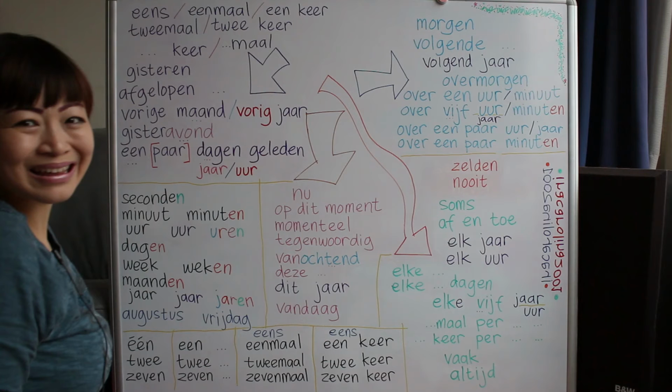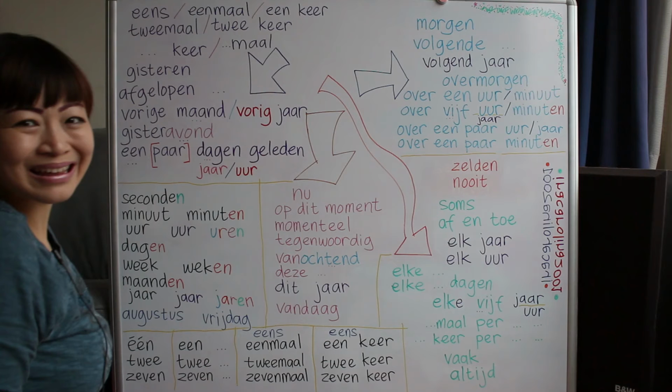the every itself, instead of elk, becomes elke. Elke 5, every 5. Don't forget about this one. When we put a number more than 1 here, the day becomes days, in this case dagen. But for year and hour, the years and the hours, it's still in singular form. Uur, jaar. Elke 5 jaar, elke 5 uur.